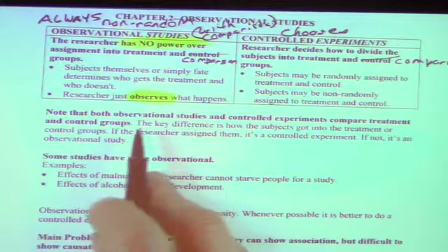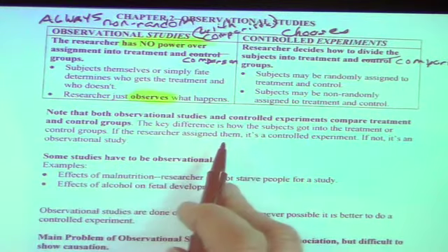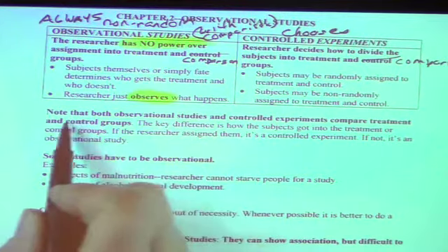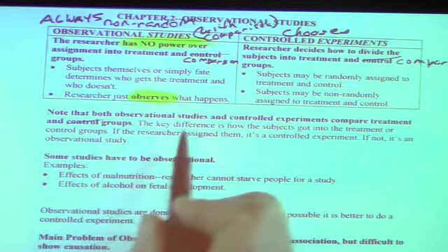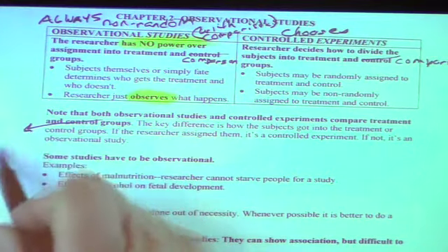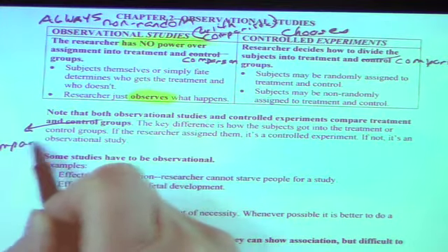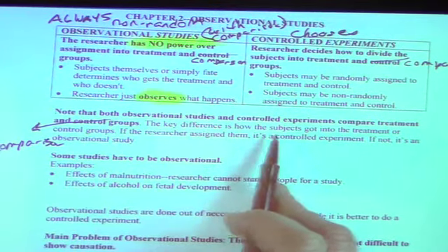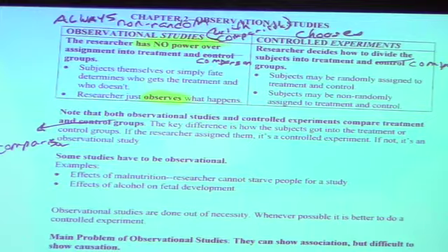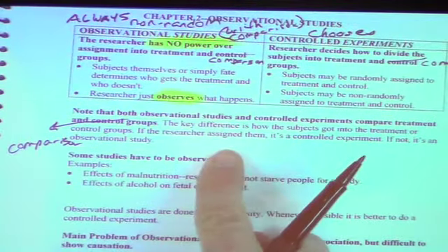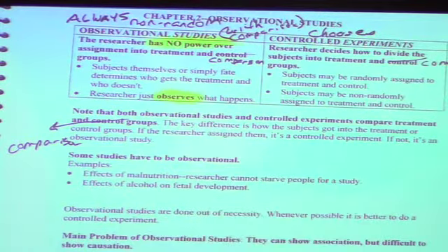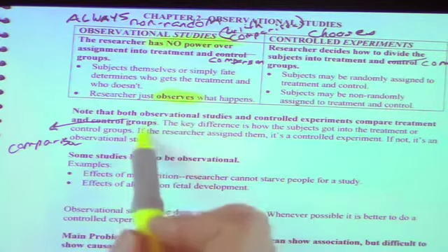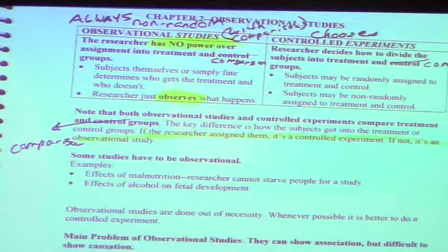Okay. Now, they both have control groups. We know that. They both have comparison groups. They both use comparisons, or should. The key difference is how the subjects got there in the first place. If the researcher assigned them, it's a controlled experiment. If it's not, it's an observational study. That's all you have to think about it.